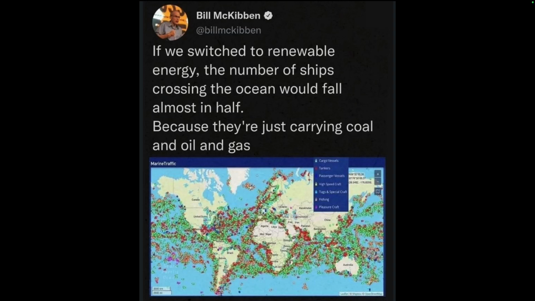This is one of my favorite posts from Bill McKibben, and it perfectly sums up the idea of net energy and the wastefulness of our fossil fuel-based economy. If we switch to renewable energy, the number of ships crossing the ocean would fall almost in half because they're just carrying coal and oil and gas. And guess what energy source these tankers are using to move around the globe? Fossil fuels. It's just so incredibly wasteful and illogical.